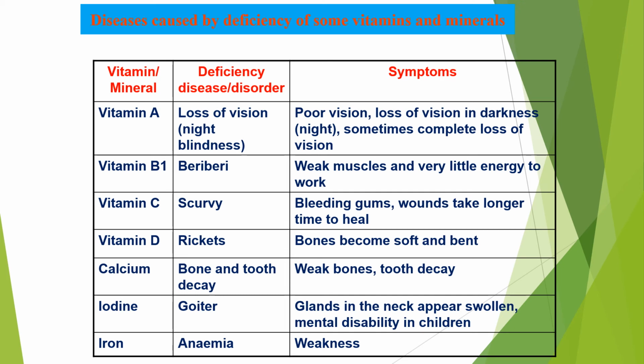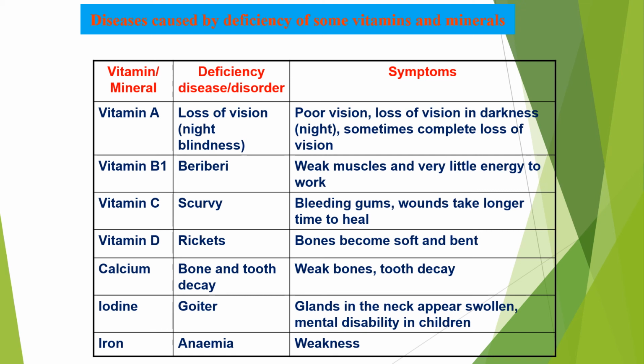Vitamin A causes loss of vision or night blindness. The symptoms are poor vision, loss of vision in darkness, and sometimes complete loss of vision. Vitamin B1 causes a disorder called as beriberi, which leads to weak muscles and very little energy to work. Deficiency of vitamin C causes scurvy, which leads to bleeding gums. Wounds take longer time to heal.